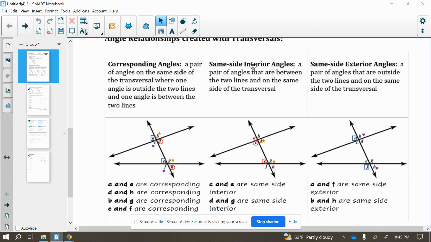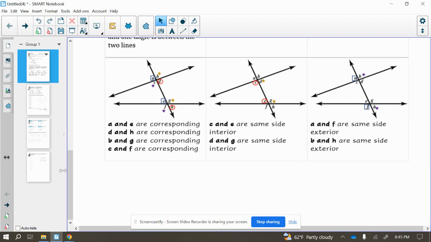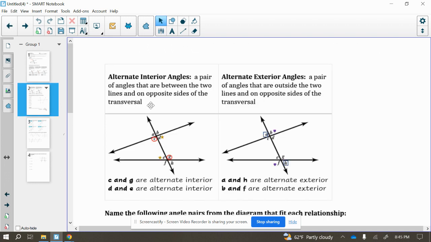Same side interior angles are on the same side of the transversal and in between our two lines. So for instance, C and E or D and G would be considered same side interior. And we also have same side exterior, A and F, B and H. Now, like we have same side, we also have alternate sides. So we have alternate interior angles like C and G, so that'd be D and E, or we have alternate exterior like A and H or B and F.